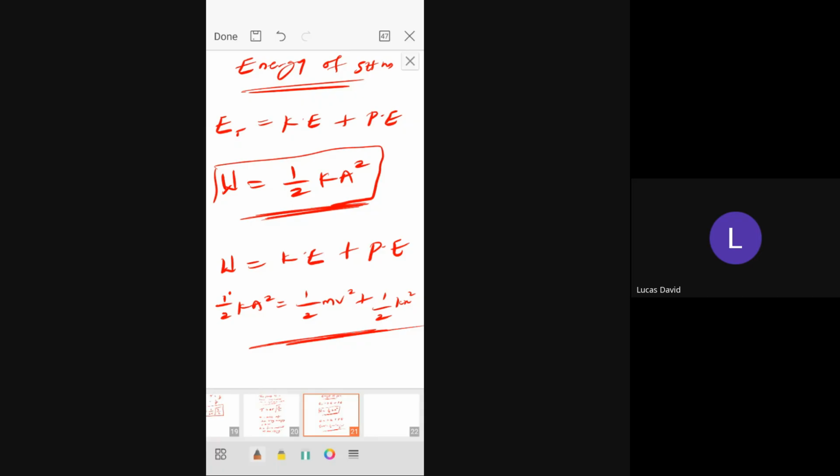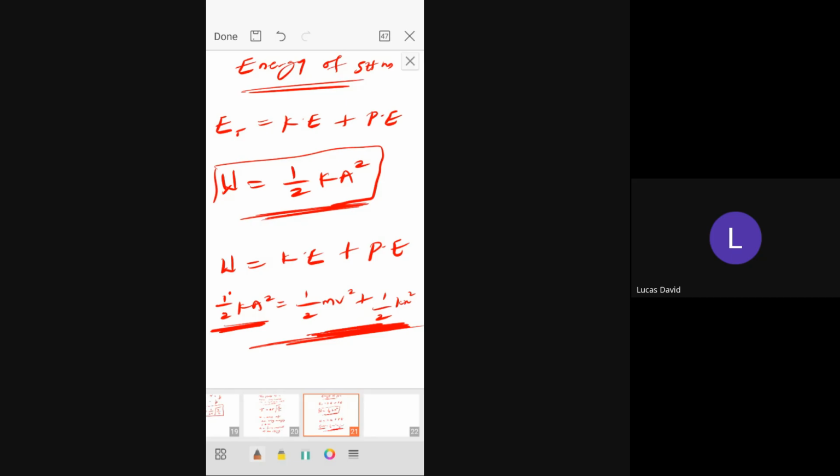So you'll be using this formula, 1 over 2 k a squared, and this is exactly what it is. But if you are asked to find the total energy of the system, then it means you're going to be adding up the kinetic energy, which is 1 over 2 m v squared, plus 1 over 2 k s squared, which is the potential energy. And the sum of these is going to be equal to what we have here.